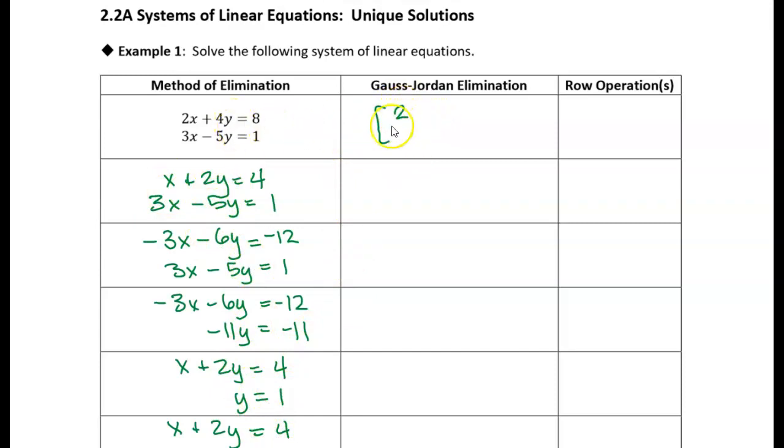So I'm going to write this first system of equations as just 2, 4, 3, -5, 8, and 1. And I'm going to draw a line here for where the equals would normally be. Okay, so I've eliminated all the x's and y's. So essentially this first column corresponds to the coefficients on the x terms, and the second column corresponds to the coefficients on the y terms, and then this last column just corresponds to the stuff on the right hand side of the equation. And this is called an augmented matrix.